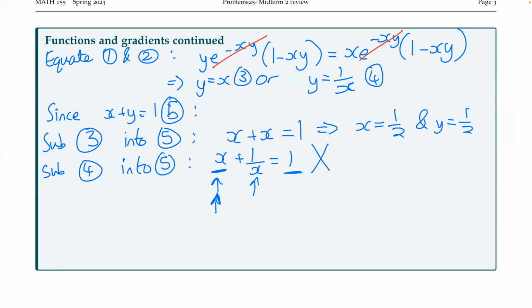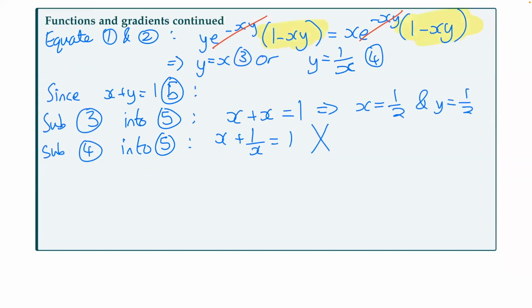It does turn out, you might have ended up with this answer anyway, that y is equal to x, but mathematically we can't be sure of that until we can eliminate this 1 minus xy. We have to go through these steps to make sure.